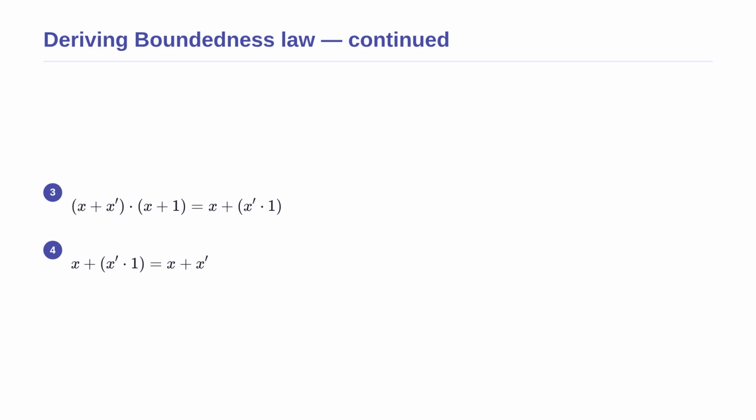Now we look closely at the term x prime and 1 inside the parentheses. The identity law tells us that any variable ANDed with 1 remains completely unchanged. Therefore, x prime and 1 simply becomes x prime, setting up our final step.